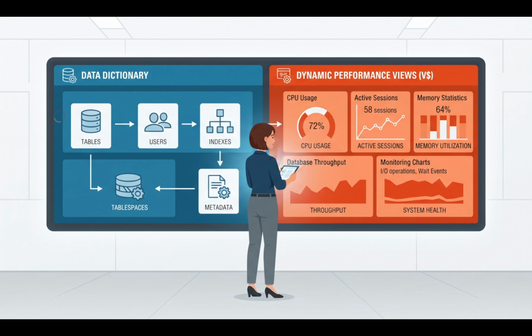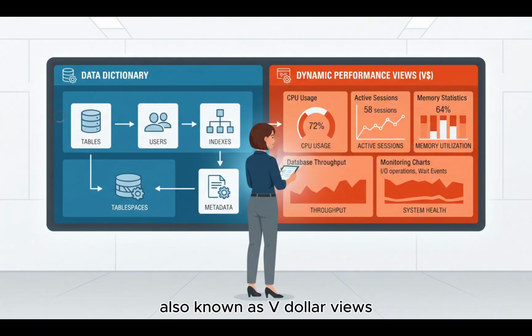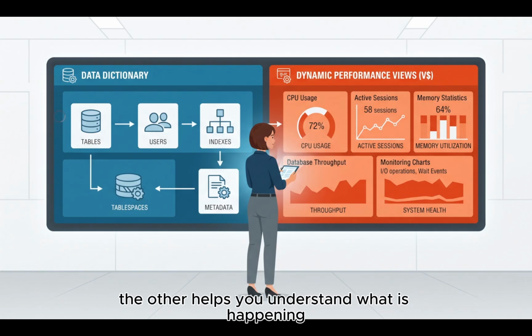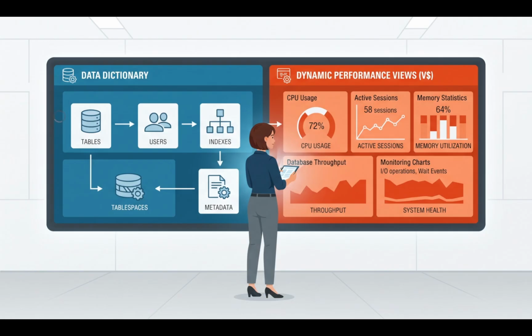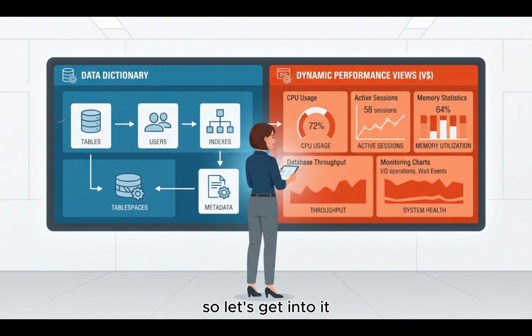You investigate. And two of the most important resources you will use are the data dictionary and dynamic performance views, also known as V$ views. Think about it this way. One helps you understand who exists inside the database. The other helps you understand what is happening inside the database right now. And by the end of this lesson, you will know exactly which one to reach for when you are troubleshooting a real Oracle database. So let's get into it.